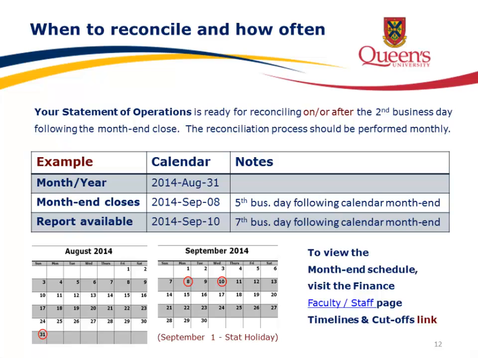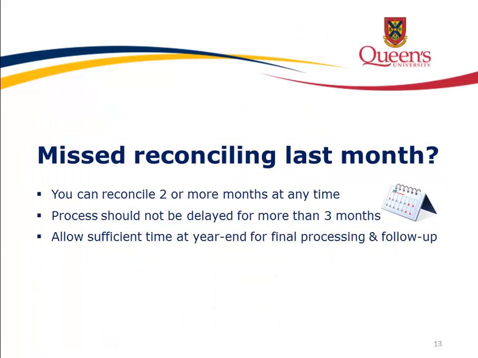For example, the August 2014 calendar period closed on September 8, 2014, the fifth business day following the calendar month end. The report was available on September 10th, seventh business day following the calendar month end. To view the month-end schedule, visit the Finance Faculty Staff page, Timelines and Cutoffs link. Missed reconciling last month? You can reconcile 2 or more months at any time. The process should not be delayed for more than 3 months. Be sure to allow sufficient time at year-end for final processing and follow-up.